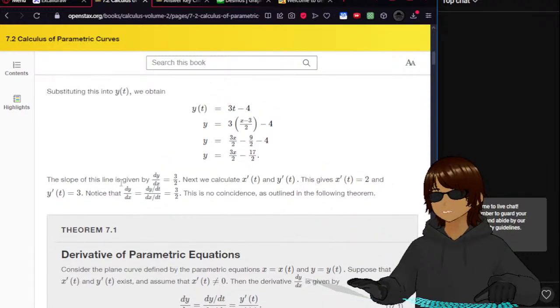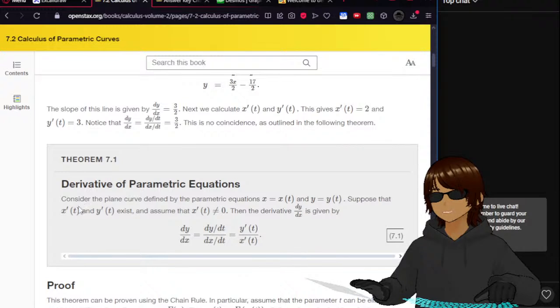The slope of this line is given by 3 over 2. Next we calculate the derivative of x with respect to t and the derivative of y with respect to t. This gives dx/dt is 2 and dy/dt is 3. Notice that dy over dx is equal to dy over dt divided by dx over dt, which is 3 over 2.